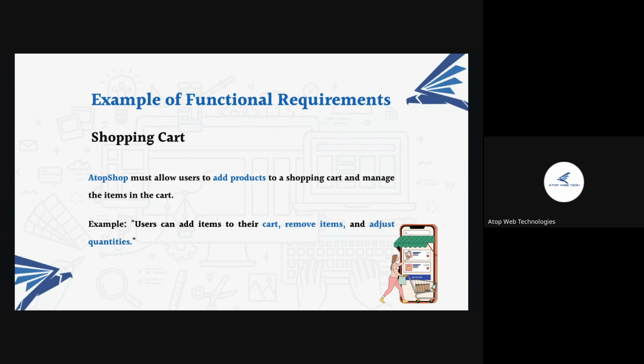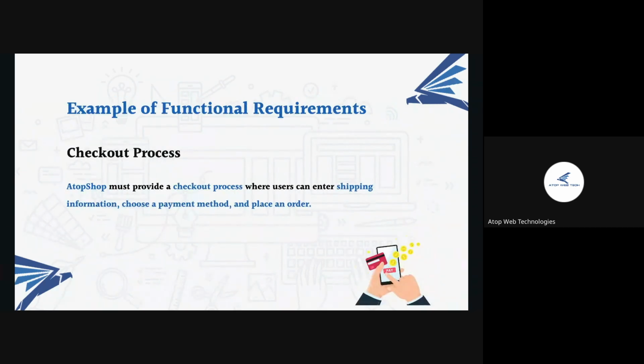Another example of a functional requirement is the shopping cart. The eTop shop must allow users to add products to the shopping cart and manage the items in the cart. As you can see here, users can add items to their cart, remove items, and adjust quantities. The checkout process is another example of a functional requirement. The eTop shop must provide a checkout process where users can enter shipping information, choose a payment method, and place an order.